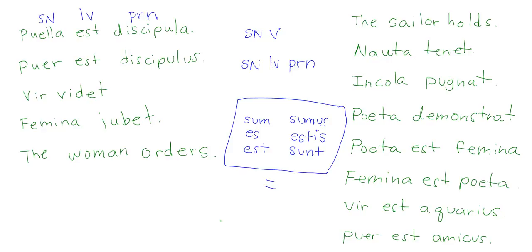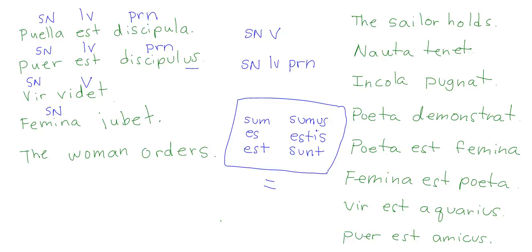That's our pattern. Puer est discipulus, because a boy has to have the us ending of student. Subject noun is our puer, linking verb is est, and our predicate nominative is discipulus. Vir videt. Oh, that one's easy. This is our subject noun, vir. And what's he doing? Verb, videt. Simple, pattern A. Femina iubet. Subject noun, femina.